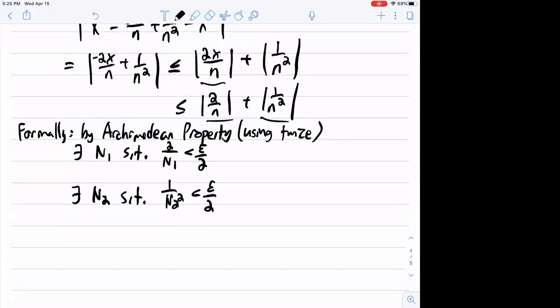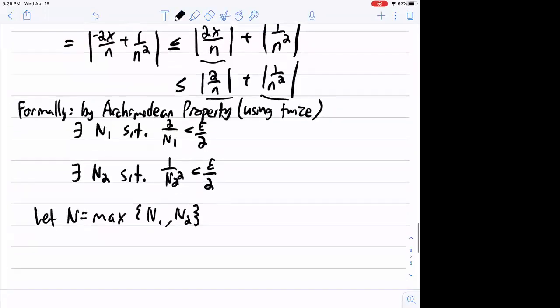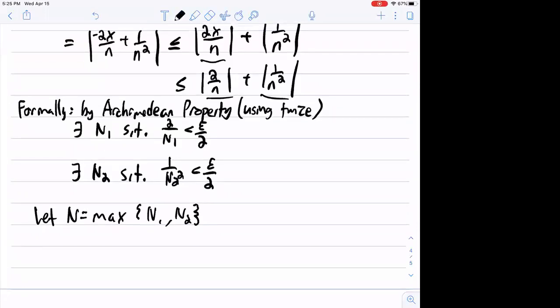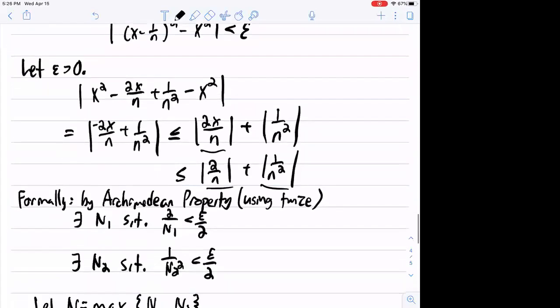So hopefully you all see what my N is now, right? I need it to hold for both. I need both of these to hold, right? So I'm going to let N be the maximum, so both of these hold. And in this case, for n bigger than or equal to N, I already let epsilon be given.